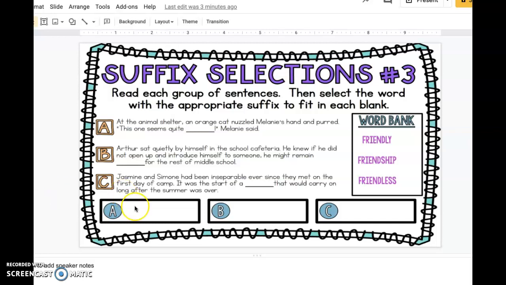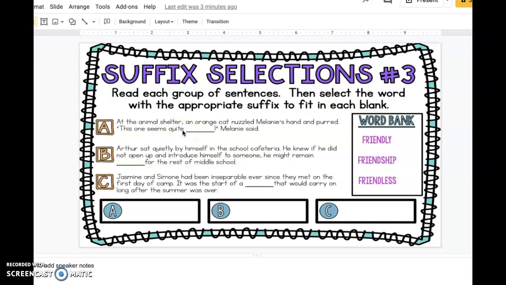Feel free, if you want to move ahead, you can do this in your notebook. At the animal shelter, an orange cat nuzzled Melanie's hand and purred. I'm going to put all of them in there. This one seems quite friendly. This one seems quite friendship. Or this one seems quite friendless.